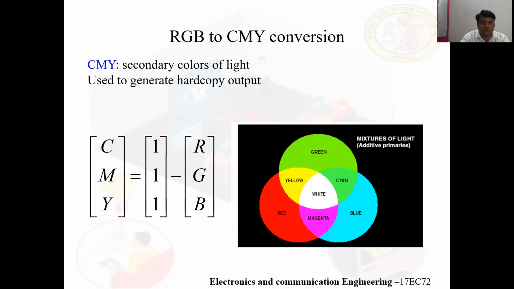RGB to CMY conversion: secondary colors of light used to generate hard copy output. That is, matrix CMY is equal to matrix 111 minus RGB. Here you can see the mixtures of light additive primaries.